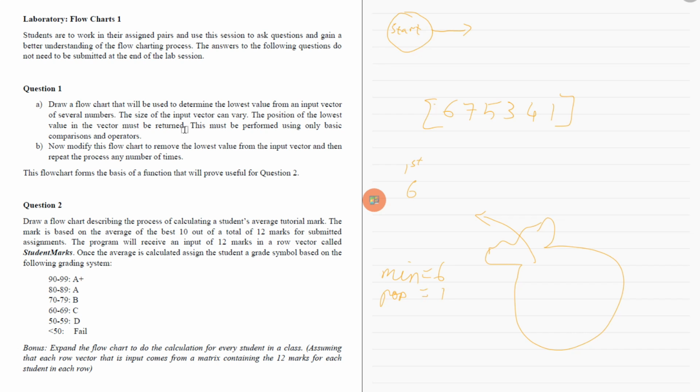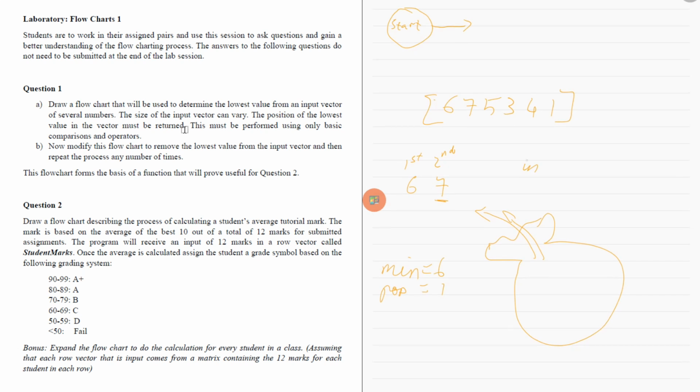If we then take another number out of the bag, the second number is a 7. Now we compare, is our 7 smaller than our minimum? So is the current number smaller than our minimum? If it is, we need to have a new minimum. If it's not, we just need to move to the next number. Every time we have a new minimum, we need to record its position.